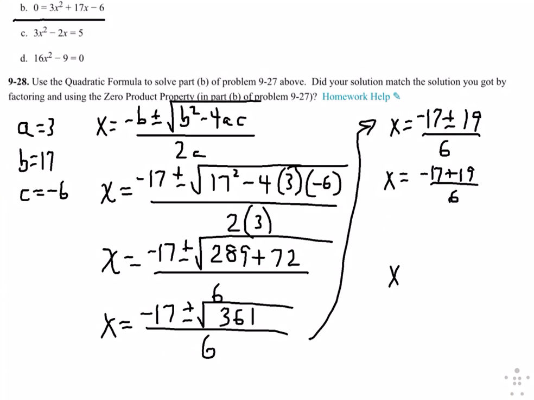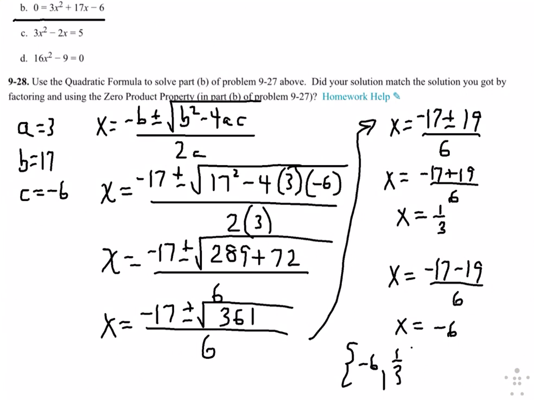And x equals negative 17 minus 19 over 6. So negative 17 plus 19 is 2, over 6, so x equals 1/3. And this one, negative 17 minus 19, is negative 36 over 6, which is negative 6. So we get negative 6 and positive 1/3.